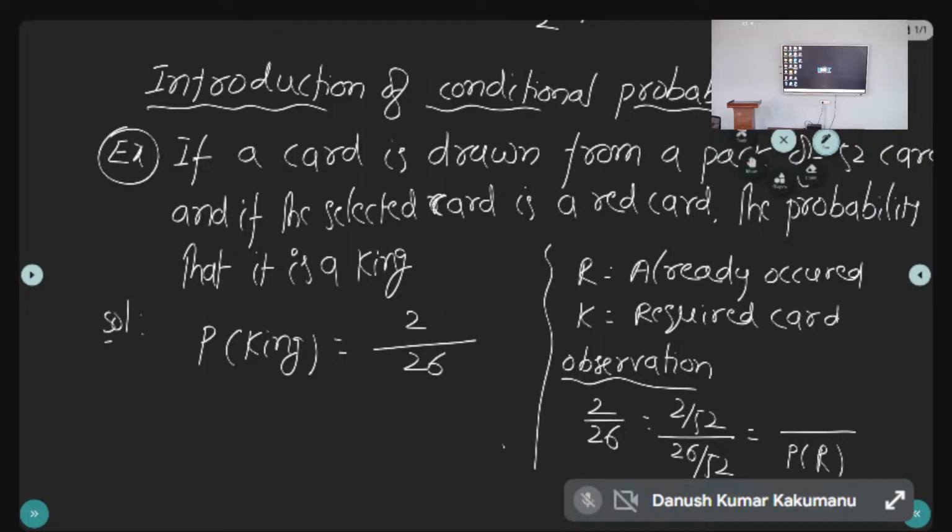Why 52, sir? I could take 100 or 200, but for my question the total number of cards is 52 only. That's why I took 52 based on the data. What is the numerator? 2 out of 52. Out of 52 cards, there are 2 red cards which are kings also. That is the intersection of king and red, or not? Yes, there are 2 red cards which are kings also. P of R intersection K.